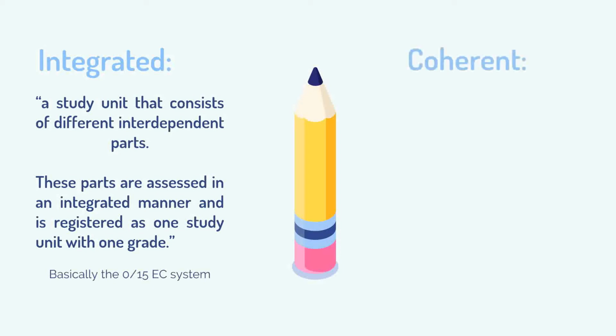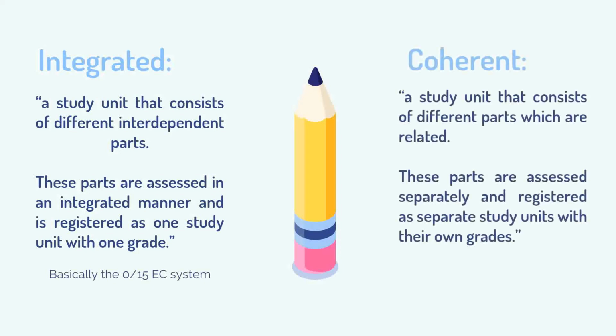Coherent is formulated in the EER as a study unit that consists of different parts which are related. These parts are assessed separately and registered as separate study units with their own grades. What this essentially means is that you receive credits for every course you pass in a module. There is no 0-15 EC rule in this. You basically get credits for every course you pass. Let's look at how these definitions can be applied in a module.